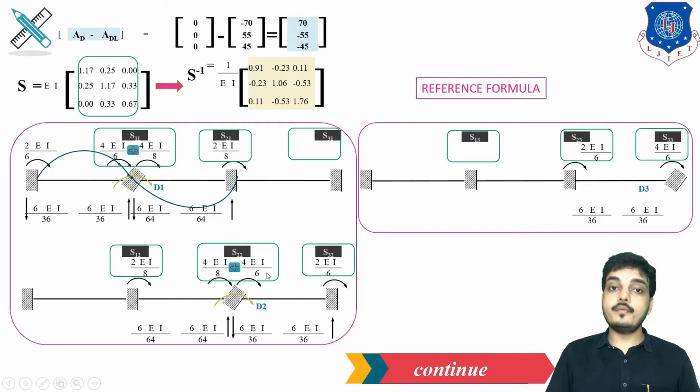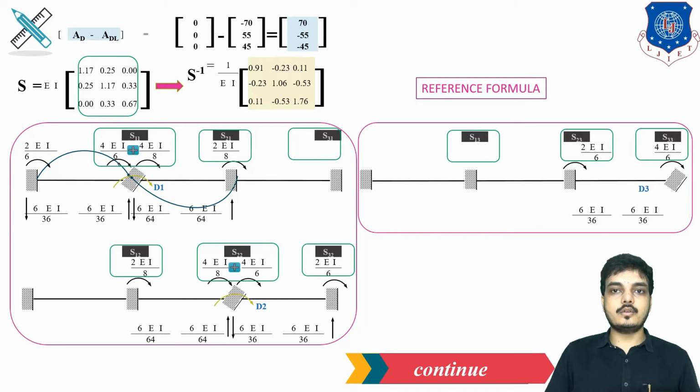Similarly, for S22 we have to sum up both the values, which is 4 upon 8 plus 4 upon 6. I will be getting my 1.17. Similarly, for S32 it is 2 by 6, which is 0.33. Now for the third column we have to use the D3 figure. So for S, similarly we are placing its values in the form of decimals.